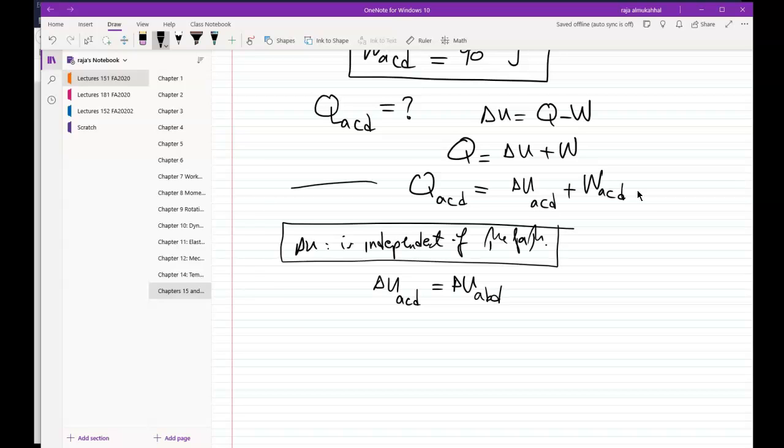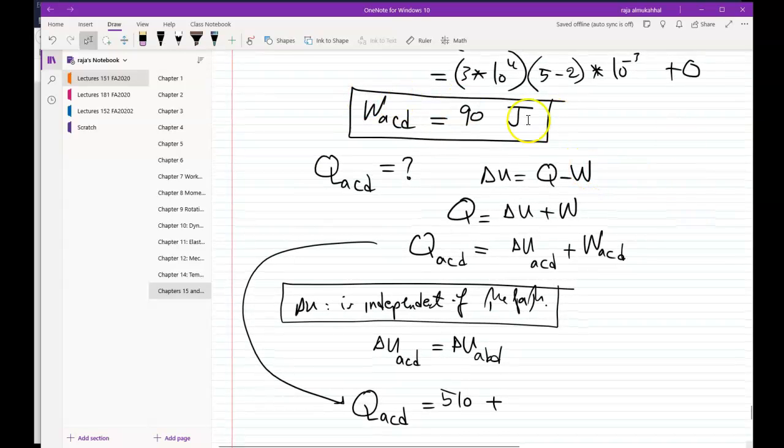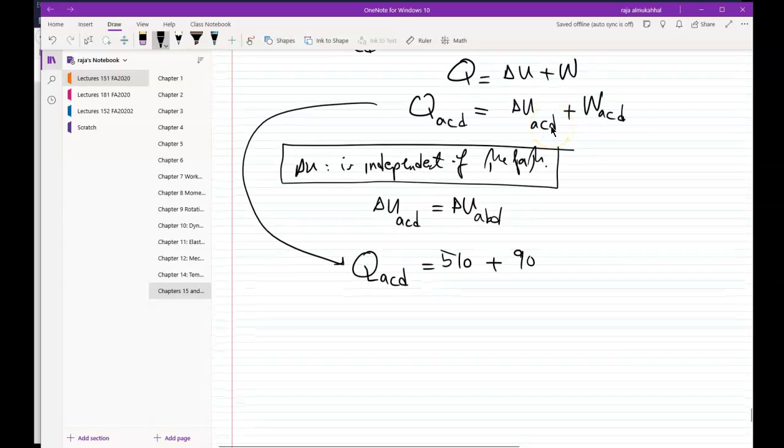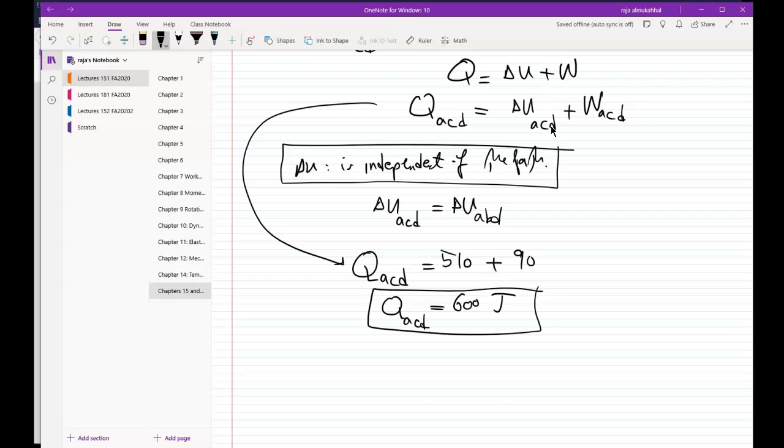Okay, so now I go back to this. So QACD is basically 510 plus WACD, which is right here on the top right, 90 joules, and that's equal to 600 joules. And there we go. Okay, I hope this example is beneficial for you. You've learned a lot from it.